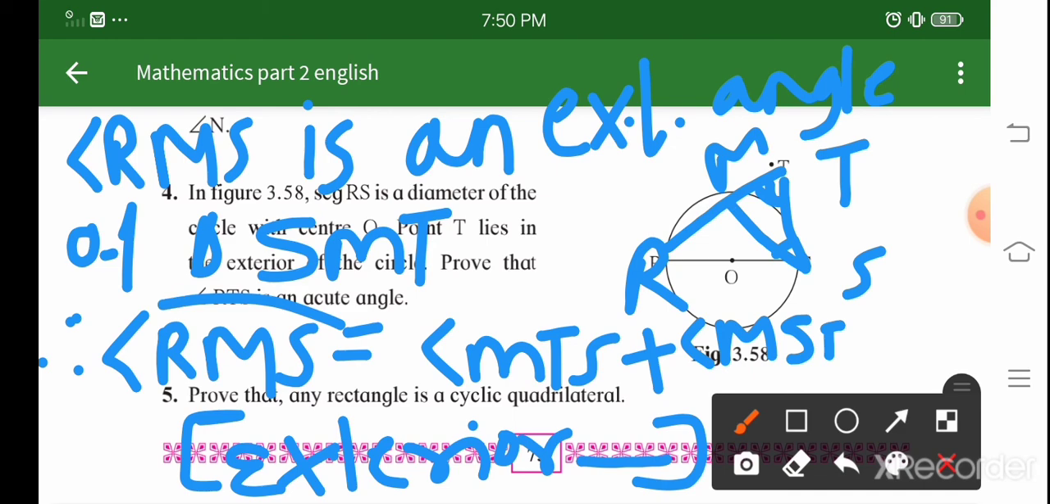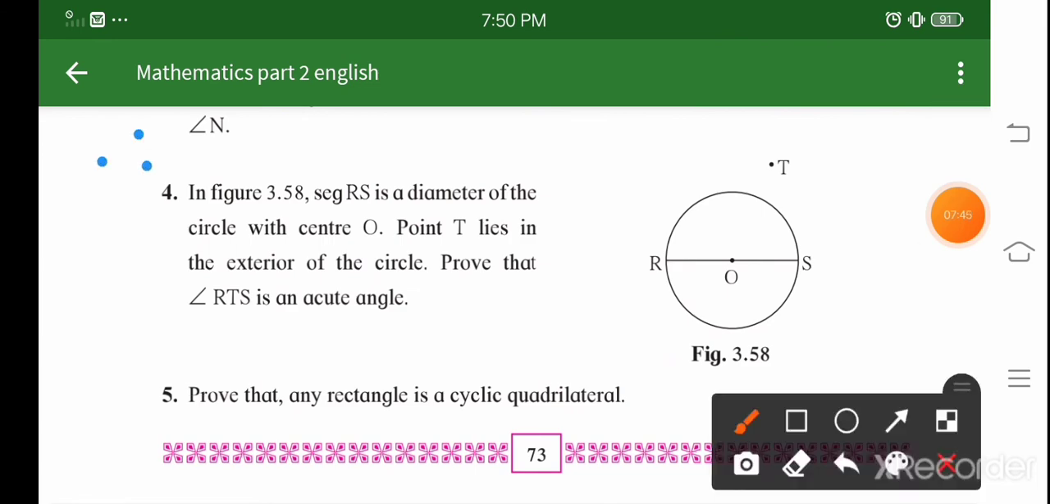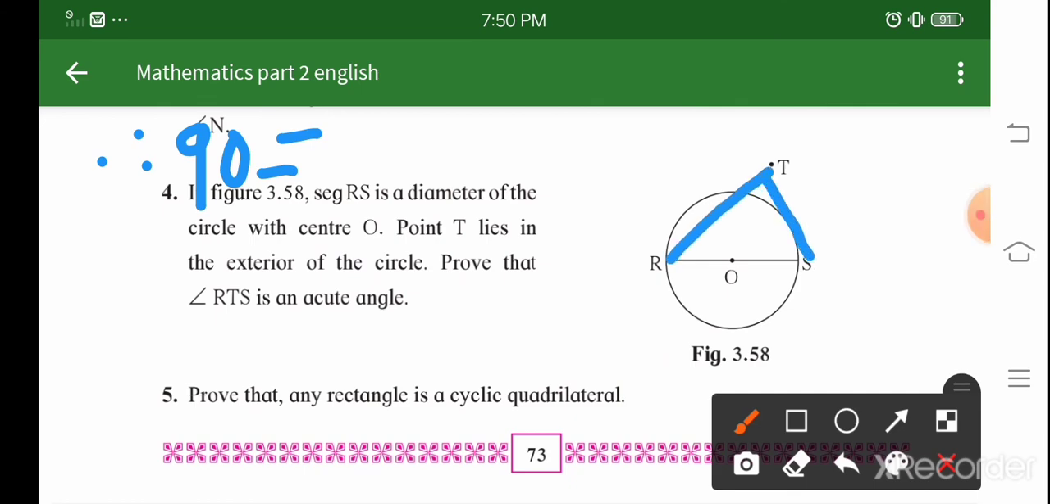Now this RMS is nothing but the inscribed angle, and we have its value, 90 degrees. So instead of this angle, we can write 90 over there. Now can you see angle MTS? I have drawn that angle over here. Can we write it like this, RTS?